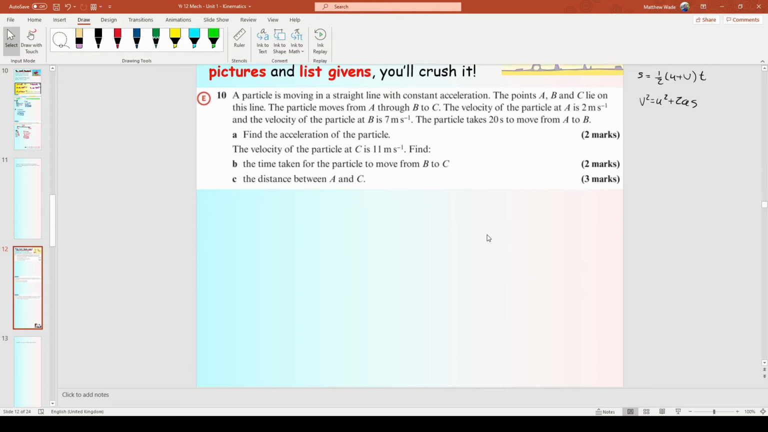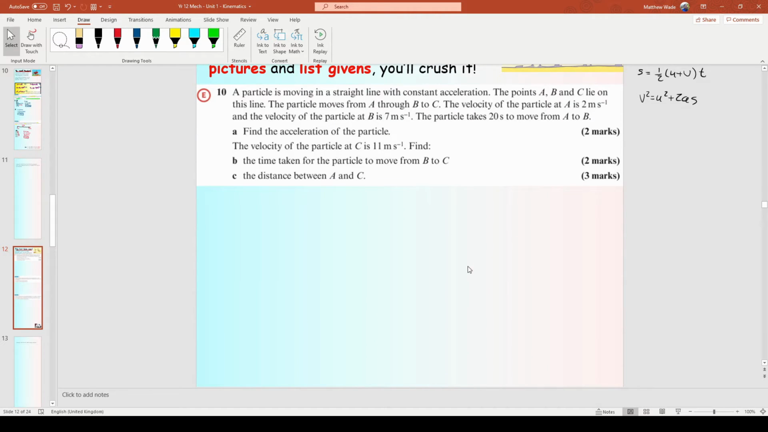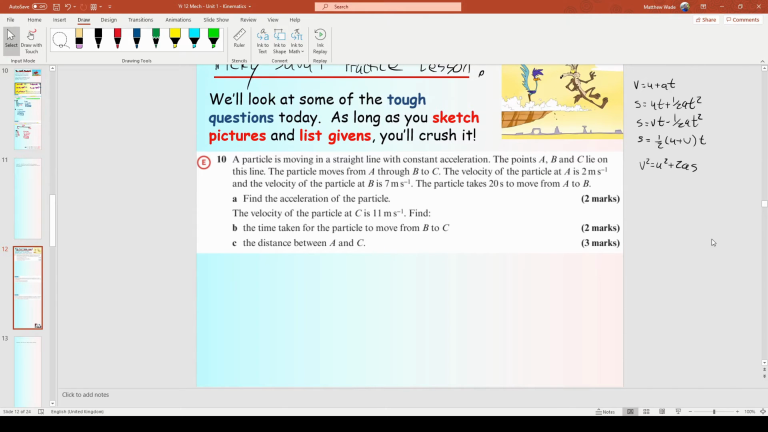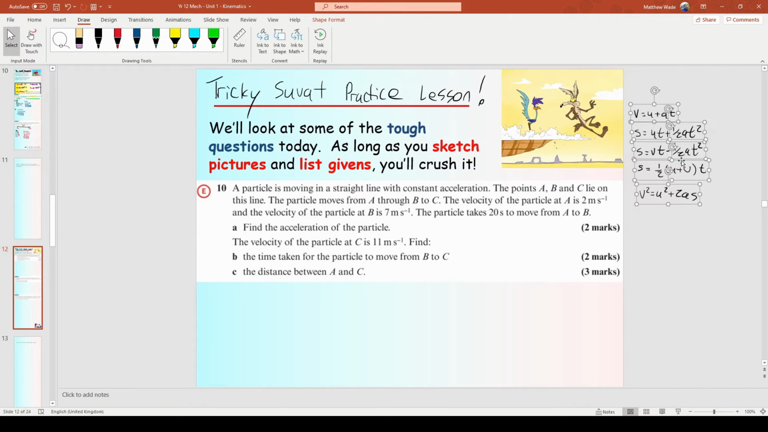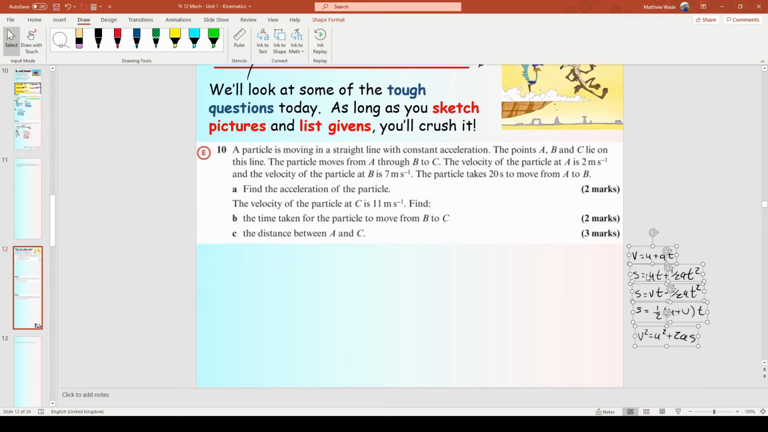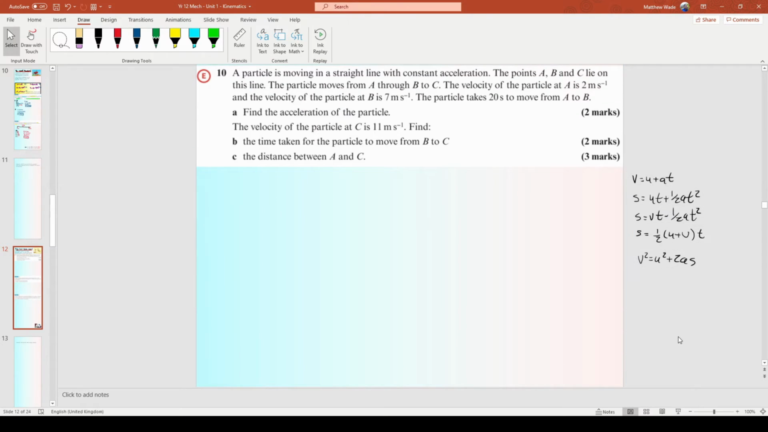So let's try. Okay. Oh, and I put the SUVAT equations here for your convenience. If you haven't got them memorized yet, it's okay if you don't ever memorize them because they are in the formula book, but there they are for your convenience in the margin.